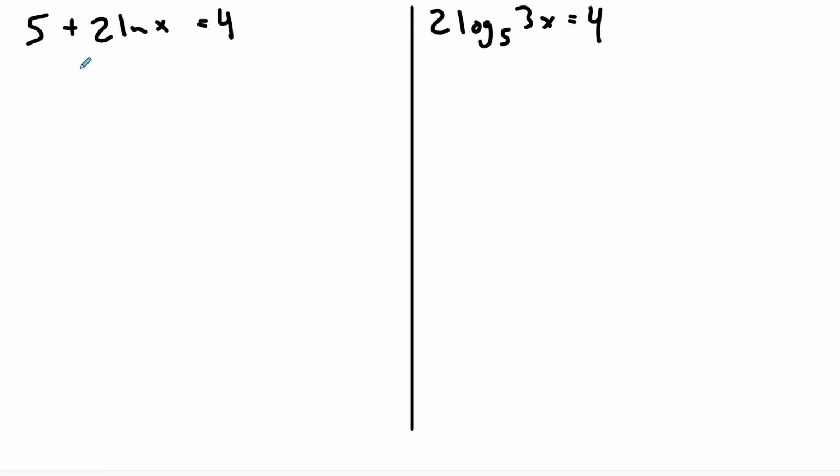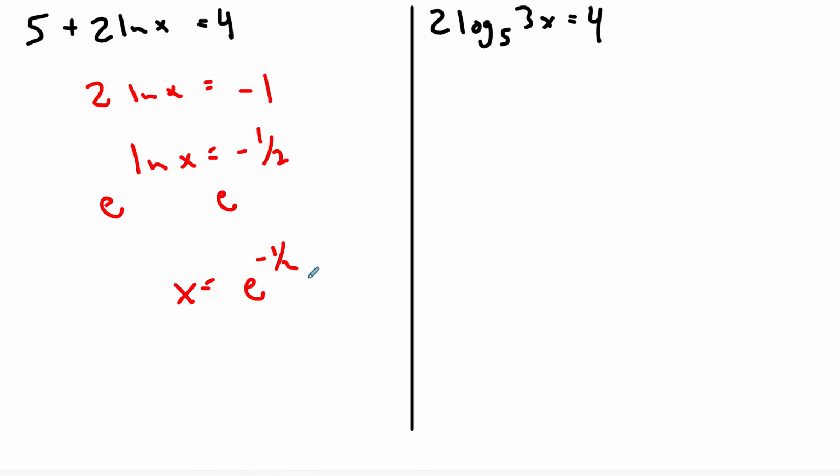All right, keep going. Get the natural log by itself before you exponentiate, meaning get rid of the 5 by subtracting it, divide by 2, then exponentiate base e, cancels, or rewrite in exponential form. It's the same thing. x equals e to the negative 1/2, or 1 over the square root of e, which is just a number.